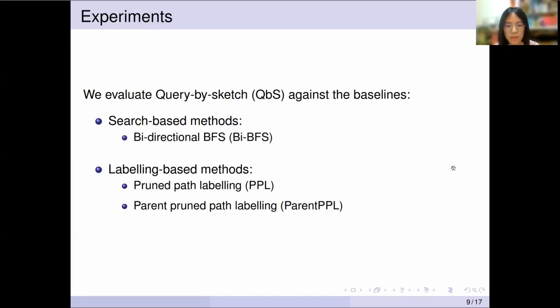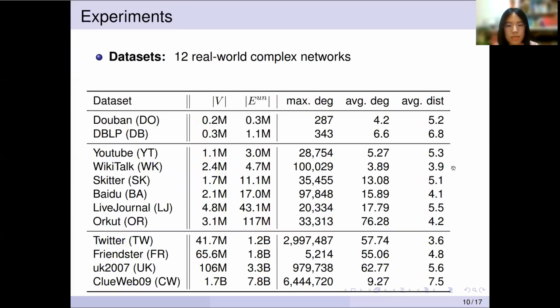The bidirectional BFS is a search-based method, and both the parent path labeling and parent-parent path labeling are labeling-based methods. We conduct our experiments on 12 real-world datasets. Among all datasets, the largest one, ClueWeb, has 1.7 billion vertices and 7.8 billion edges.